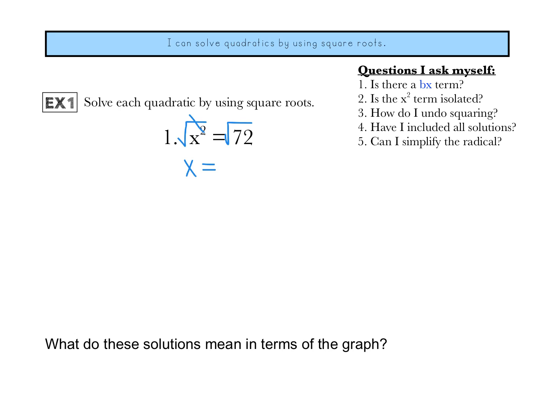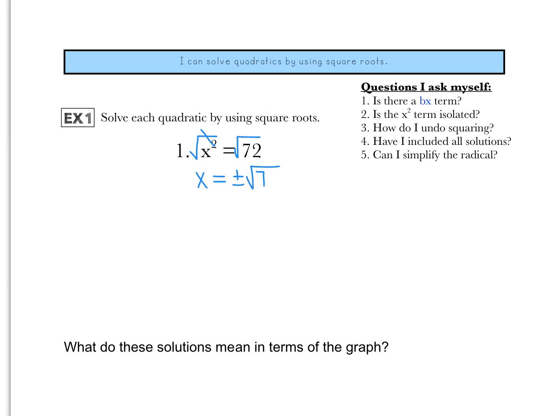Now, remember, I can talk about a positive number and a negative number that will get me there. So I can write it as plus or minus the square root of 72. Or if you wanted to, you could write it as x equals the negative square root of 72 and the square root of 72. So you could write it that way. It doesn't matter. But then my last question is, can I simplify the radical? So obviously the square root of 72 gives me a decimal. It's not a perfect square. But I need to see if I can simplify that.